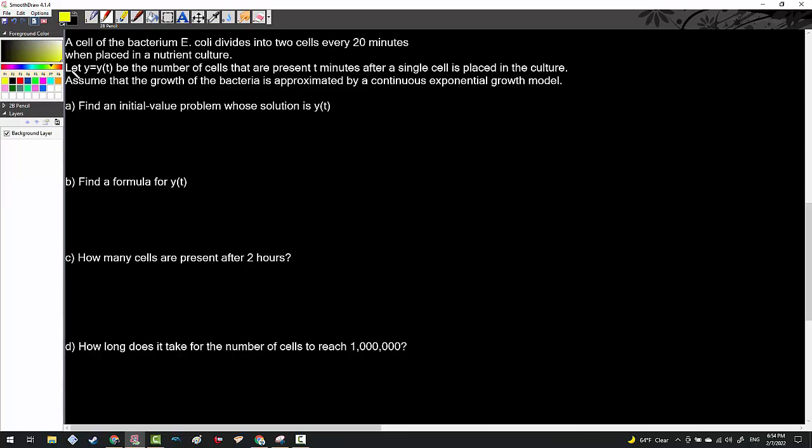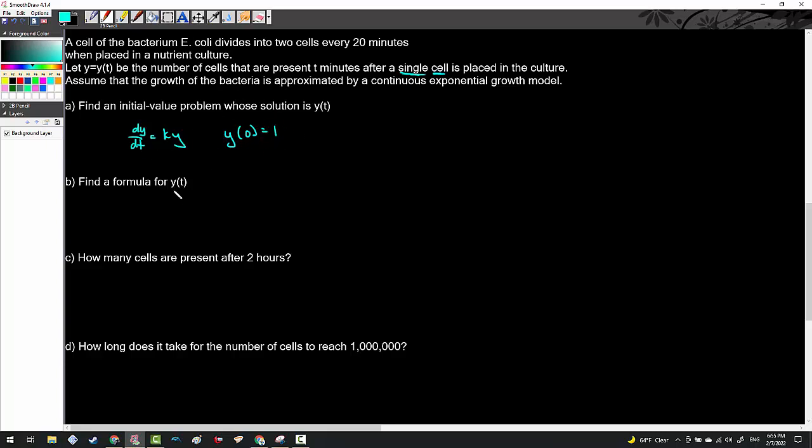So the initial value problem is pretty straightforward. It's just going to be dy over dt equals ky, with y of 0 equaling 1. So how do I know y of 0 is equal to 1? Well, they talked about a single cell being placed inside the culture, so I have to assume that time equals 0. That's when that single cell happens. And so there's my initial value problem.